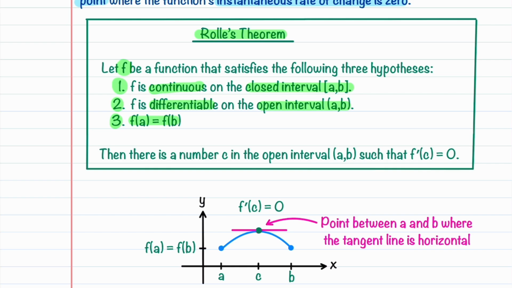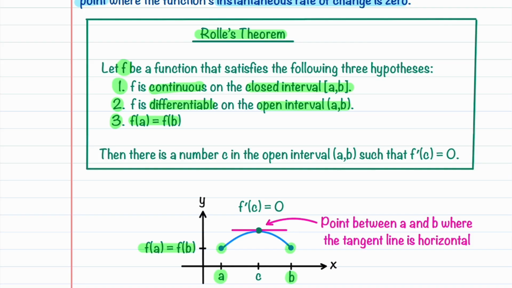Let's now jump down to our graph before we get to the conclusion of Rolle's theorem. Here's a and there's b. That's the interval that we're working with. And then we have f of a equal f of b. That just means that this point has the same y value as this point.